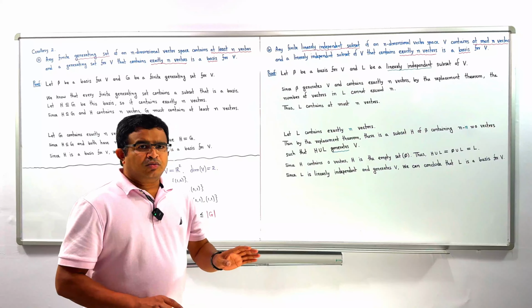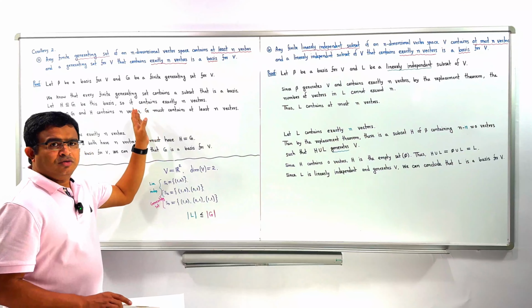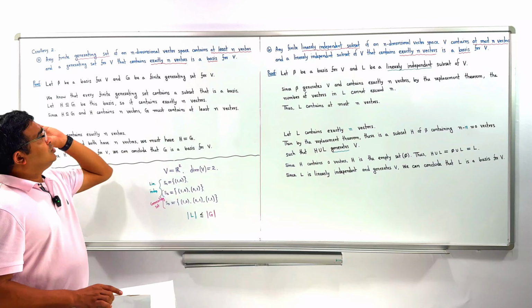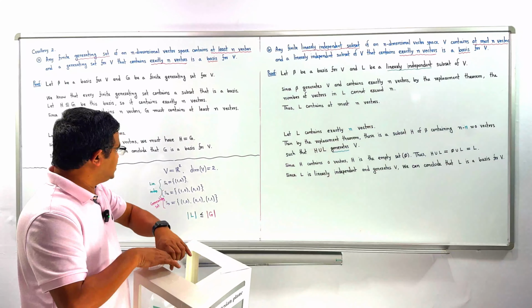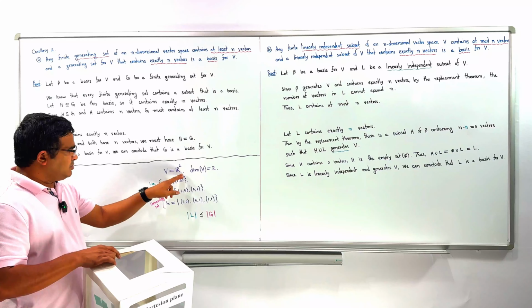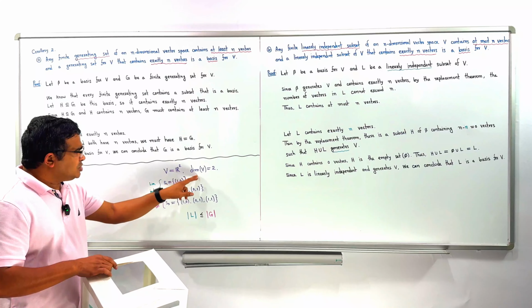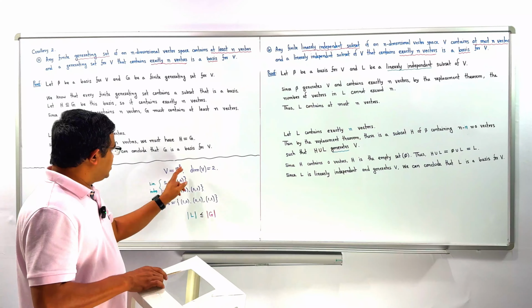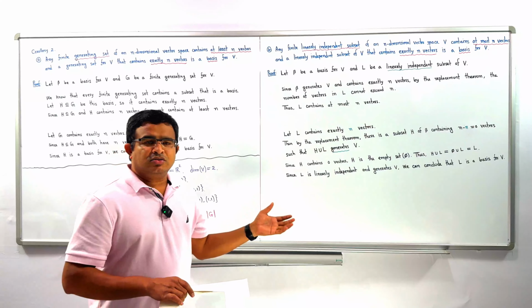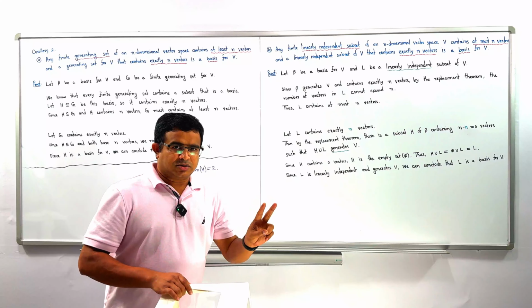In this video, we will prove parts A and B of Corollary 2 from the replacement theorem. To understand the theorem, let V equal R2, a vector space. The dimension of this vector space is 2, because any basis for this vector space should have exactly 2 vectors.